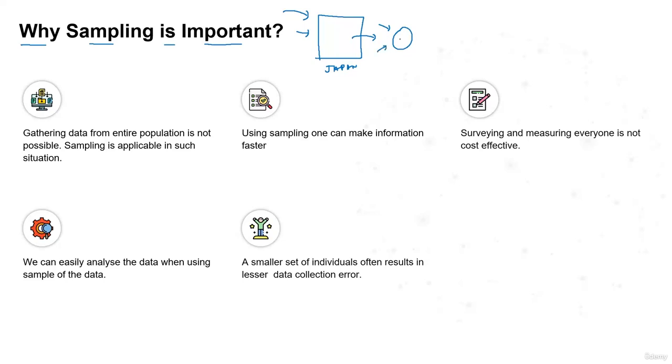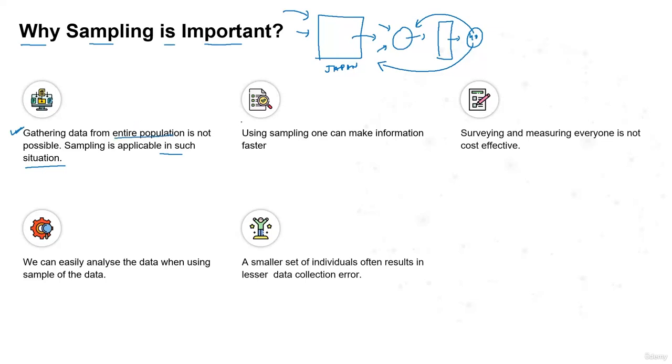But what you can do is you can probably go and talk to different categories of people in Japan, probably 100, 200 people, and then start collecting information and then come to a conclusion that, oh, the average age from this sample is 40. So we can also infer that the average age of the entire population in Japan could be 40. That is the advantage of sampling, right? Gathering data from entire population is not possible. Sampling is applicable in such situations where gathering data from entire population is not possible.